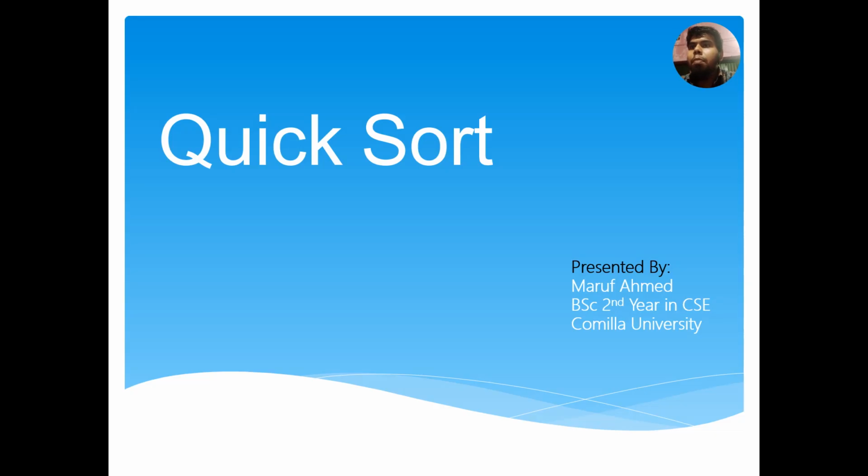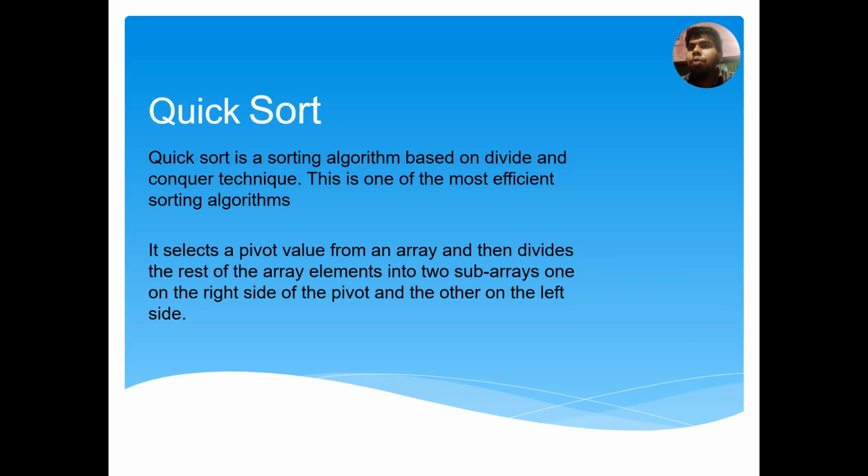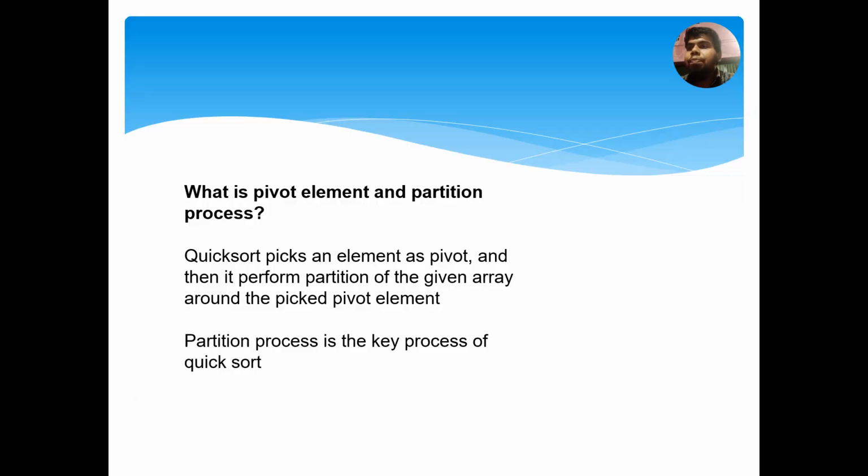ID 12108003. My presentation topic is QuickSort. QuickSort is a sorting algorithm based on the divide and conquer technique. This is one of the most efficient sorting algorithms. It selects a pivot value from an array and then divides the rest of the array elements into two sub-arrays, one on the right side of the pivot and the other on the left side.